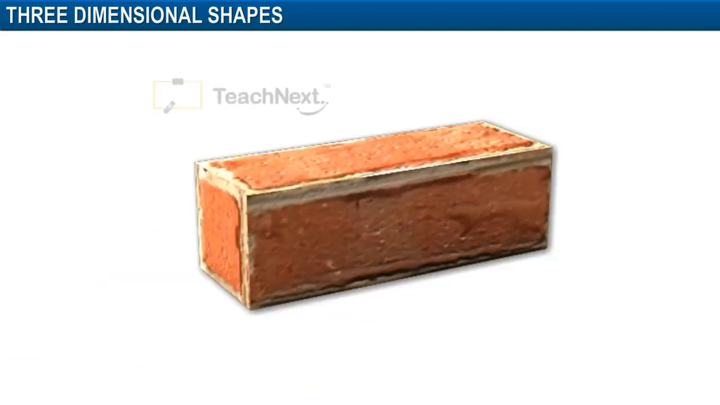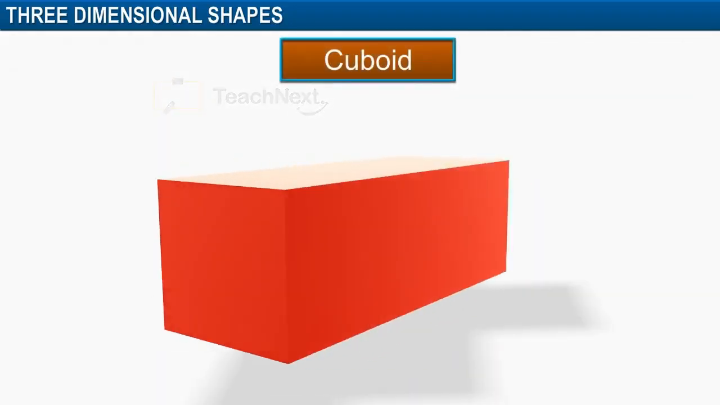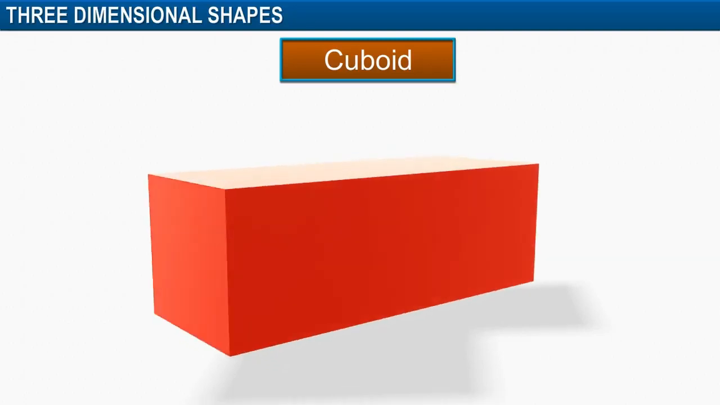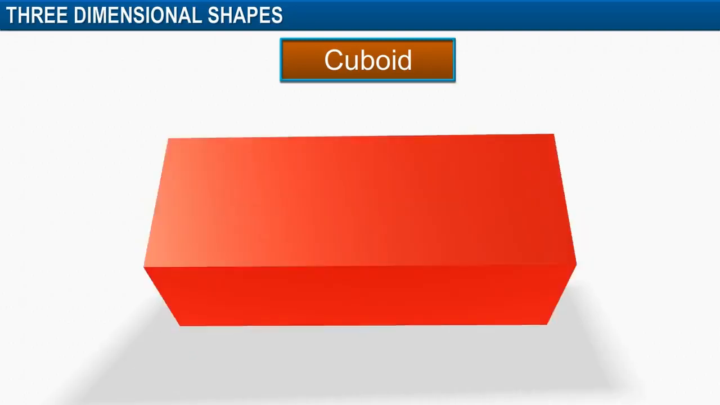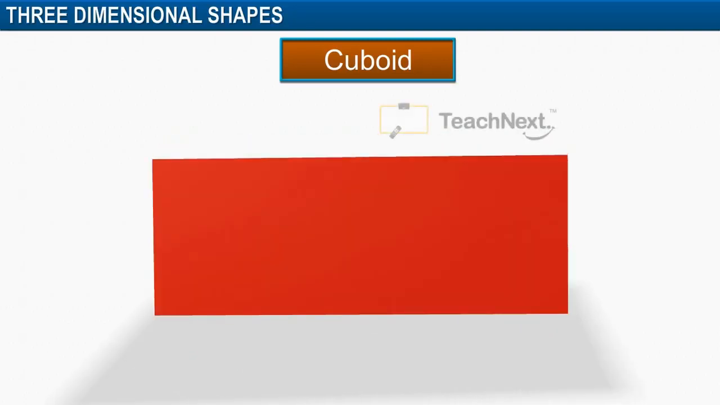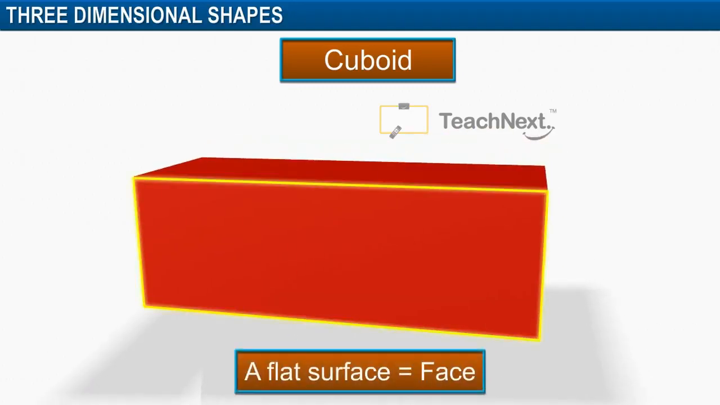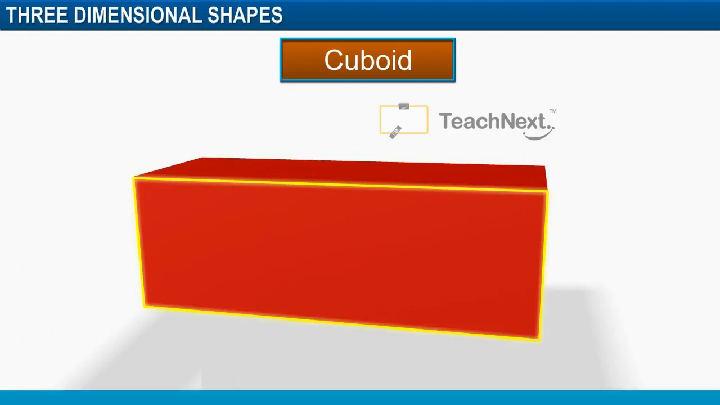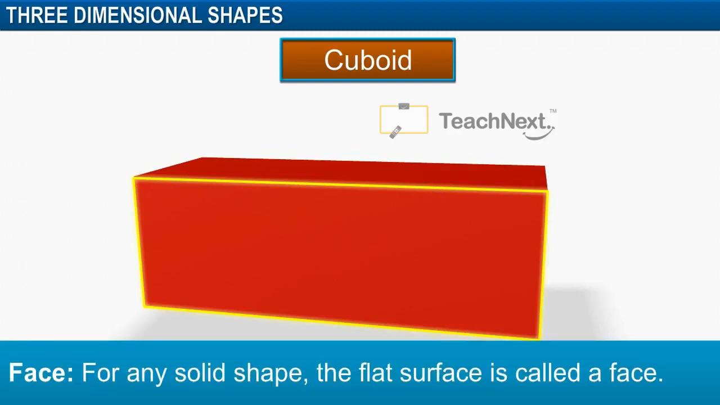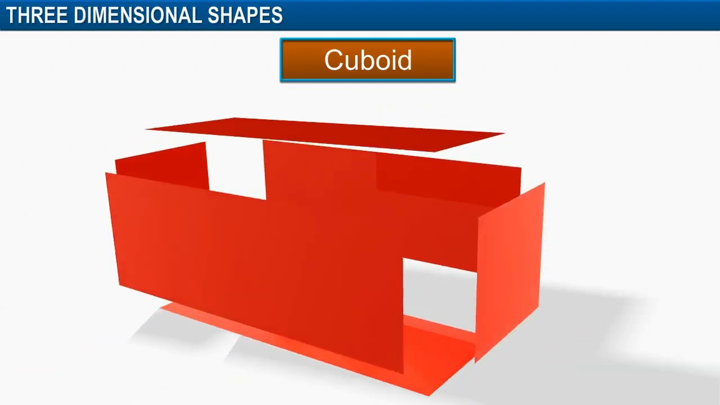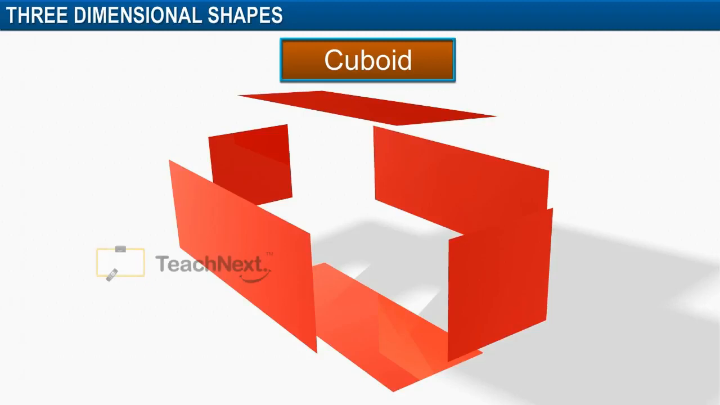Let's consider a brick. It forms a three-dimensional shape called a cuboid. A cuboid is formed with 6 rectangles. These rectangles form the surface of the cuboid. They are called the flat faces or simply faces. A cuboid has 6 faces.